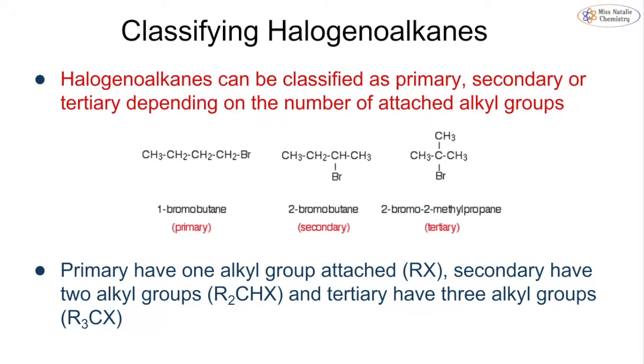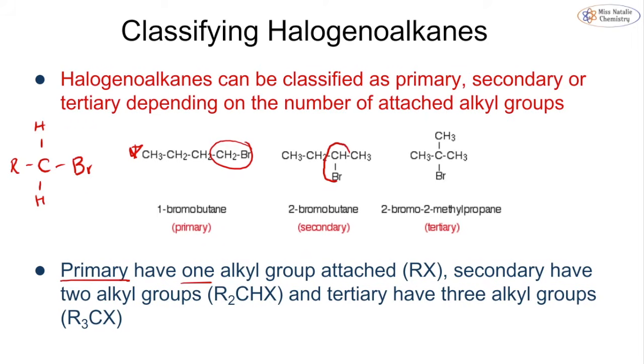So what do we mean by primary, secondary and tertiary? Well, it's all to do with how many alkyl groups they have attached, or you can look at it as how many hydrogens they have attached. So if we take, for example, this first one, if we look at just the end portion of our molecule here, we have a carbon connected to 2 hydrogens and the bromine, which is connected to an R group. Because we only have one R group, we're going to call this a primary halogenoalkane.